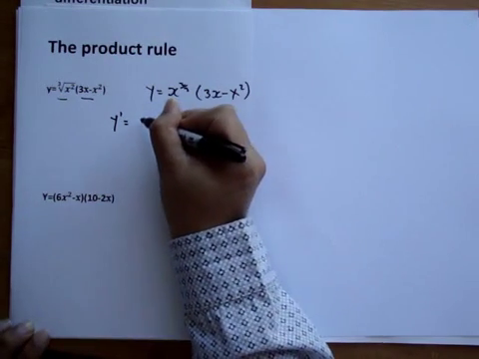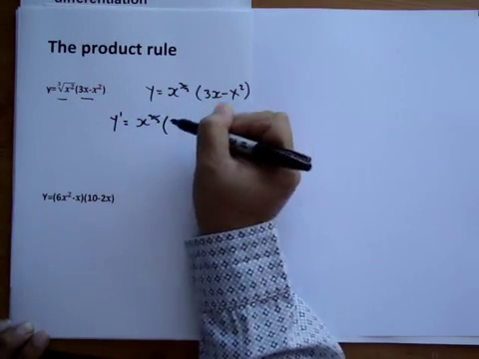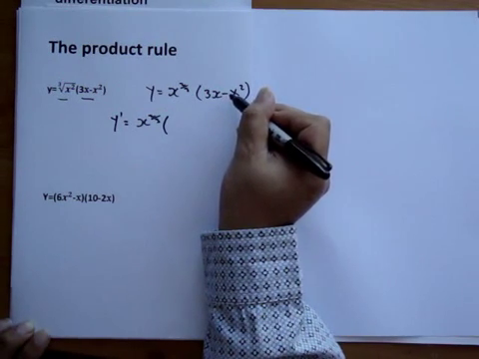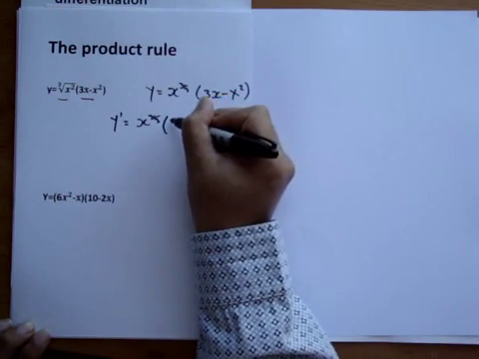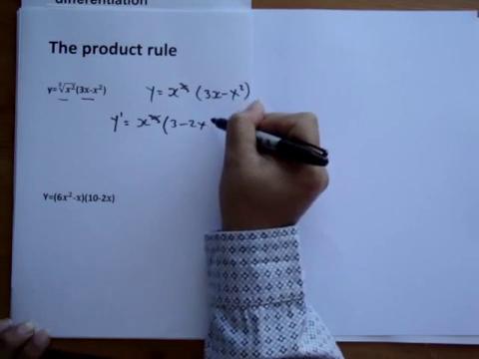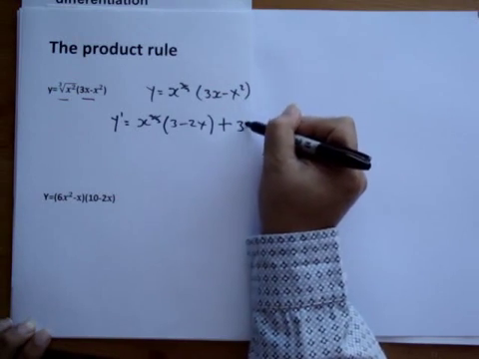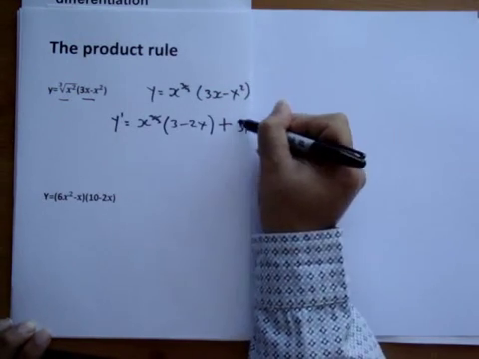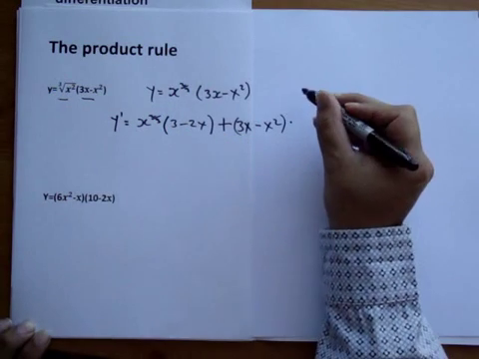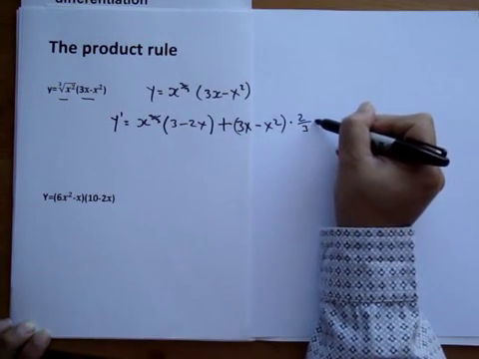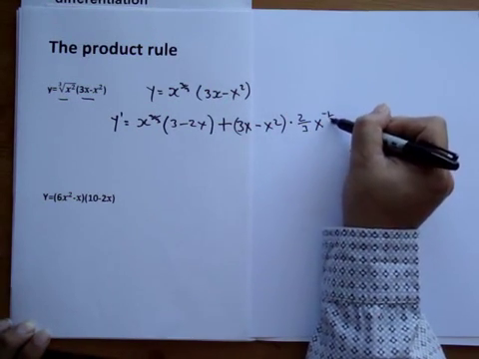that becomes, leave the first term alone, x^(2/3), and then we get the differential of the second term, which is 3 minus 2x, plus, leave the second term alone, which was 3x minus x squared, and then multiply that by differentiating the first term, which is, bring 2/3 down, x to the 2/3 minus 1, which is minus 1/3.